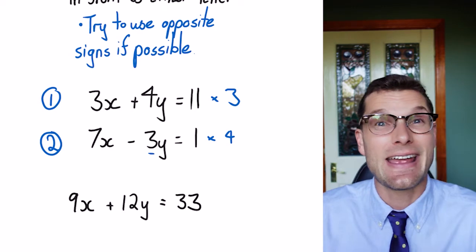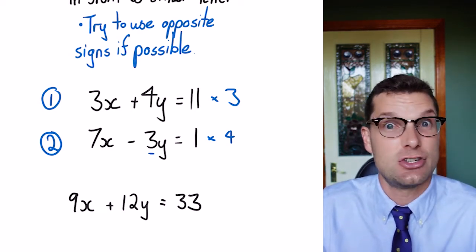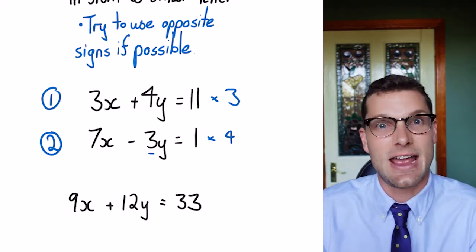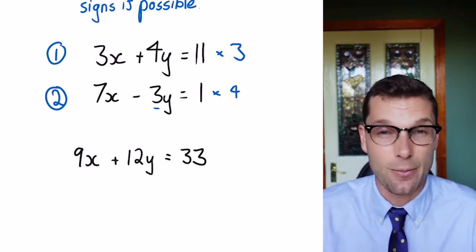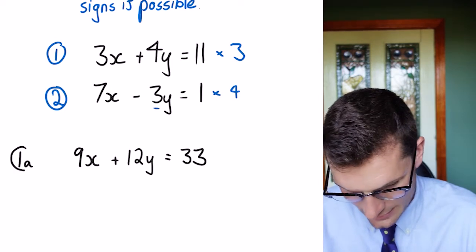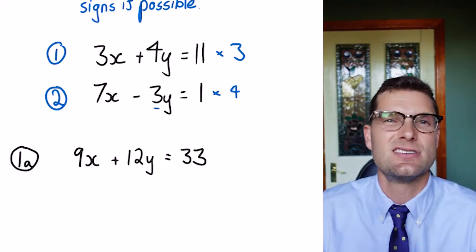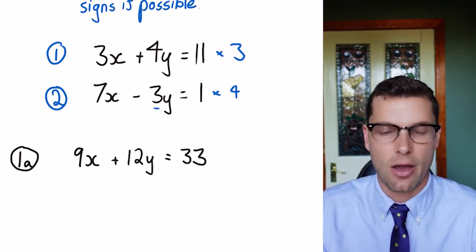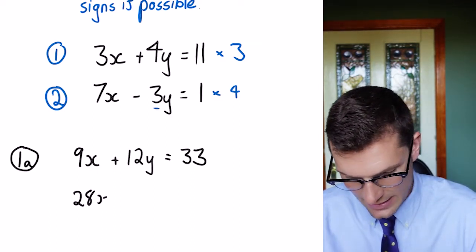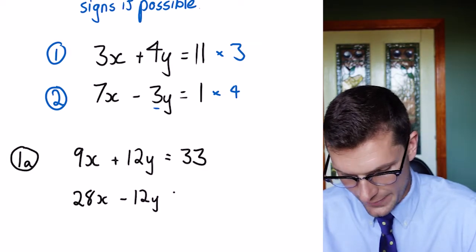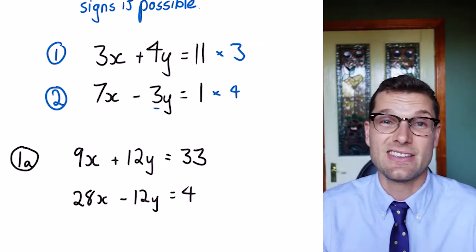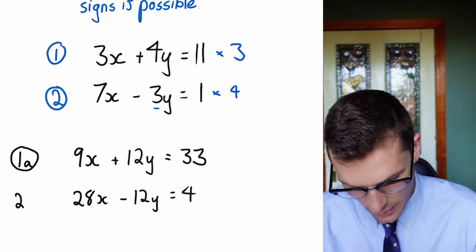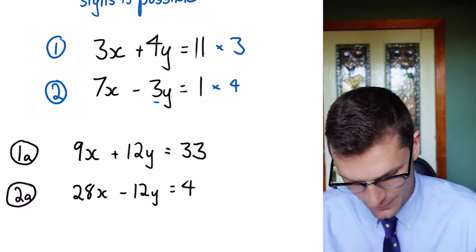Make sure you do multiply everything. That's something that my students do get wrong sometimes. So just make sure none of the numbers are the same as your first one. And I'm going to call this 1a, just to make sure I don't get confused when I'm subbing in. And then I multiply that whole second line by 4, which gives me 28x minus 12y equals 4. This is really good news because we can see there that the y's are going to get rid of each other. And I'm going to call this one 2a.